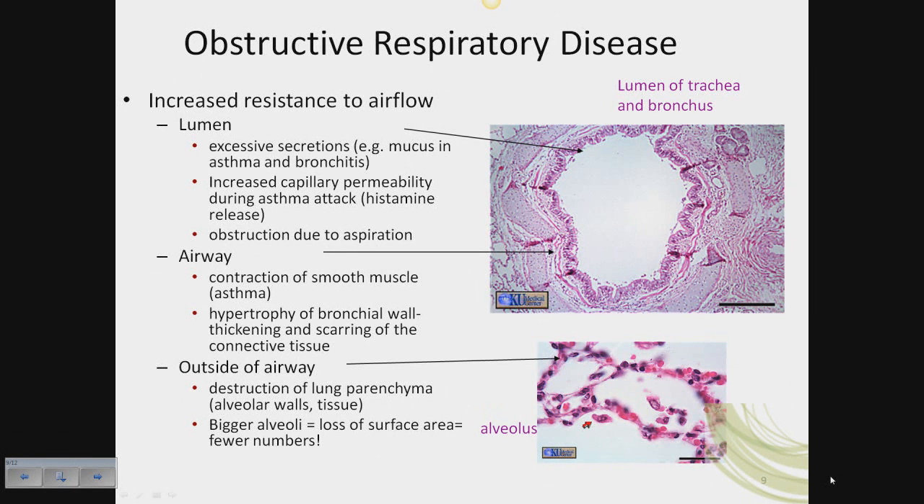If we're talking about the inside of the lumen, it could be that we have resistance to airflow because of excessive secretions like mucus in the case of asthma and bronchitis. Or maybe we have fluid leaking from pulmonary capillary beds because of an asthma attack leading to excessive IgEs and therefore histamine release. Or maybe someone has an obstruction in the lumen because they've inadvertently aspirated something.